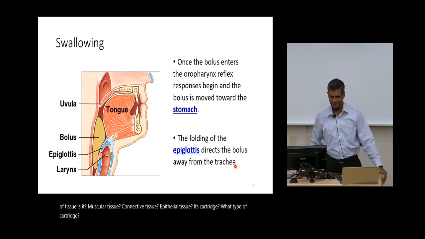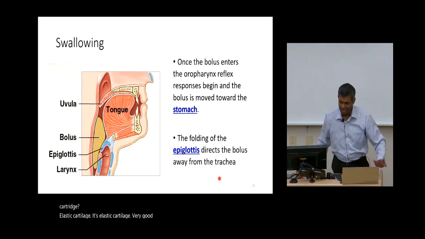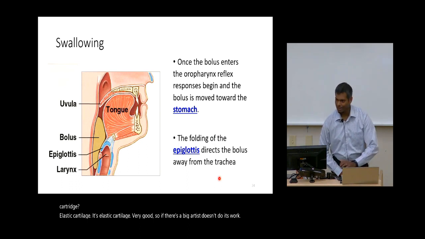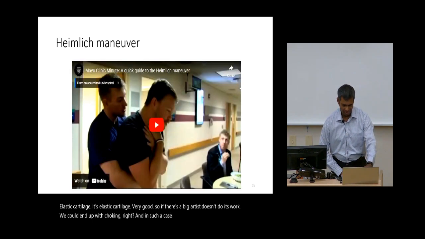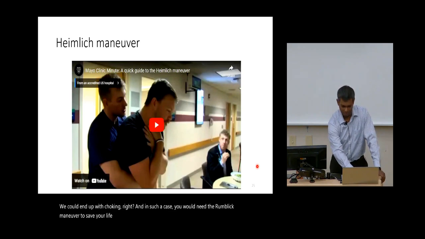Elastic cartilage. Yep, it's elastic cartilage. Very good. So if this epiglottis doesn't do its work, we could end up with choking, right? And in such a case, you would need the Heimlich maneuver to save your life. So let's see a quick video on this.